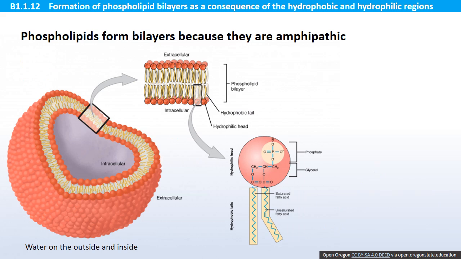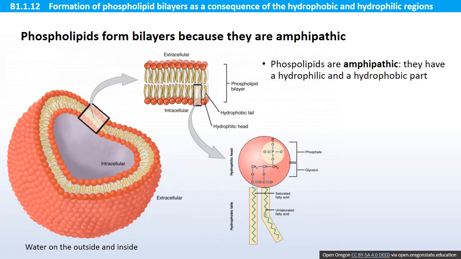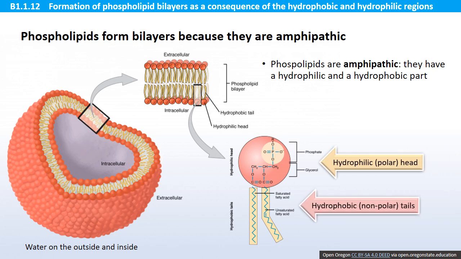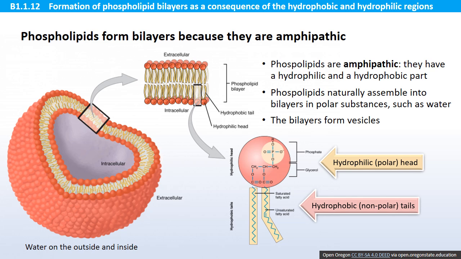You may remember this illustration from a previous video. Phospholipids. They are very similar to triglycerides, but they have only 2 fatty acids instead of 3, and they have a phosphate group. They are amphipathic, and they form bilayers because they are amphipathic. They have a hydrophilic part and a hydrophobic part. Phospholipids naturally assemble into bilayers in polar substances such as water, and the bilayers can then form vesicles.